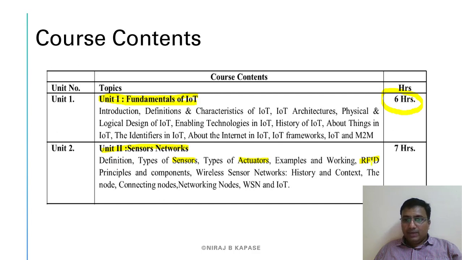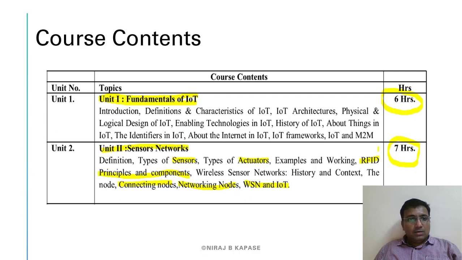The next part is RFID, that is radio frequency identification tags. So there are different classifications of IoT, then the different principles and components of IoT, those we are going to learn in this second unit, that is principles and components of IoT RFID. Then a very important thing is wireless sensor network. So how we can interact the sensors with the network, this thing we are going to learn in wireless sensor network. Then in this wireless sensor network, history and the context, then different connecting nodes in this networking, then what is WSN, that is wireless sensor network in IoT. So these things we are going to learn in the second unit. The second unit requires actually 7 hours. Okay, so this is about unit number 1 and unit number 2.